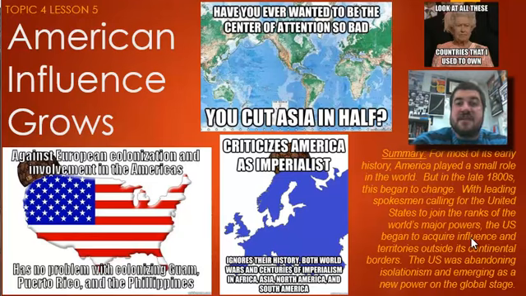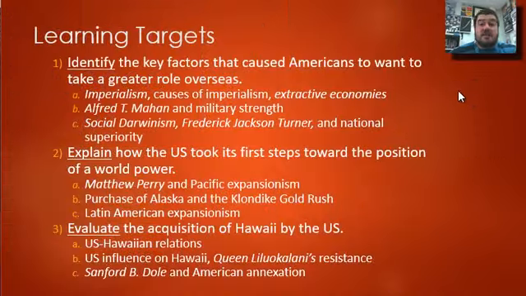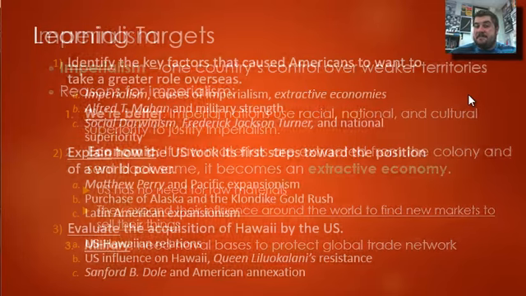With me, Mr. Snyder, today we're going to begin a discussion about America's growing influence in the world and its turn at imperialism. Learning targets today: we're going to talk about the factors and causes of imperialism that made America go overseas and take a greater interest in the world. We'll talk about the first steps toward the position of a world power, and we'll evaluate the acquisition of Hawaii by the United States specifically.